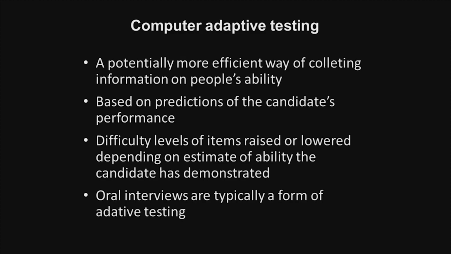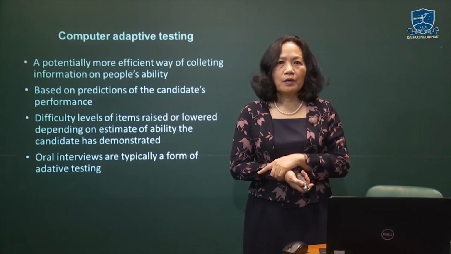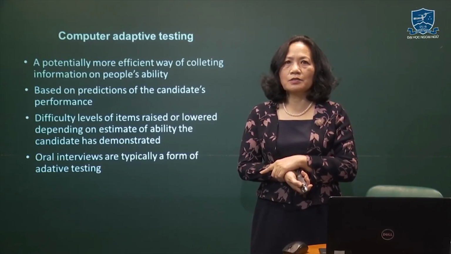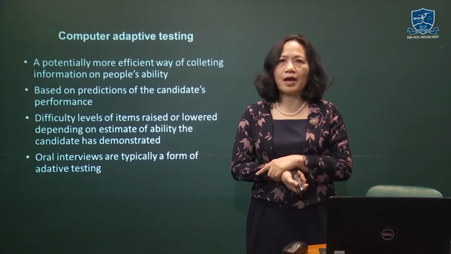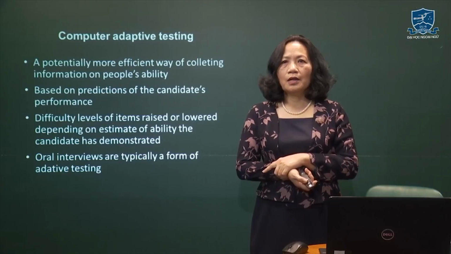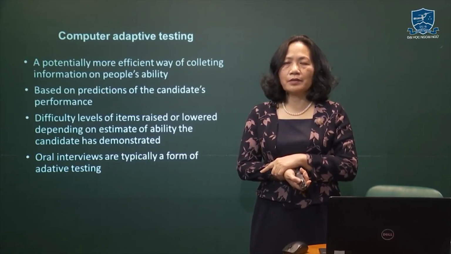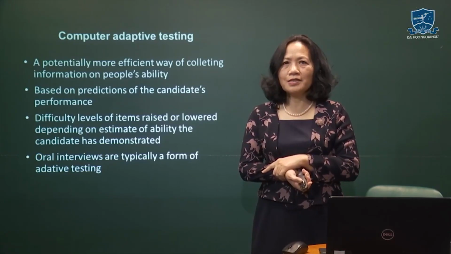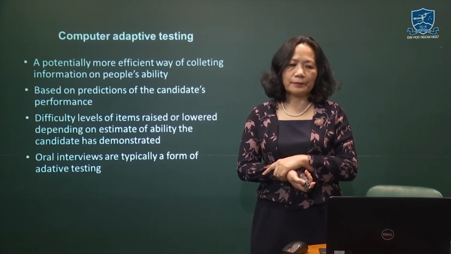An example of adaptive testing is very obvious with oral interviews. When examiners see that the candidate is very quick and very good at answering questions, they may ask more difficult questions, and if the candidate can't answer easy questions, they will have to ask easier questions. So it's a kind of adaptive testing.